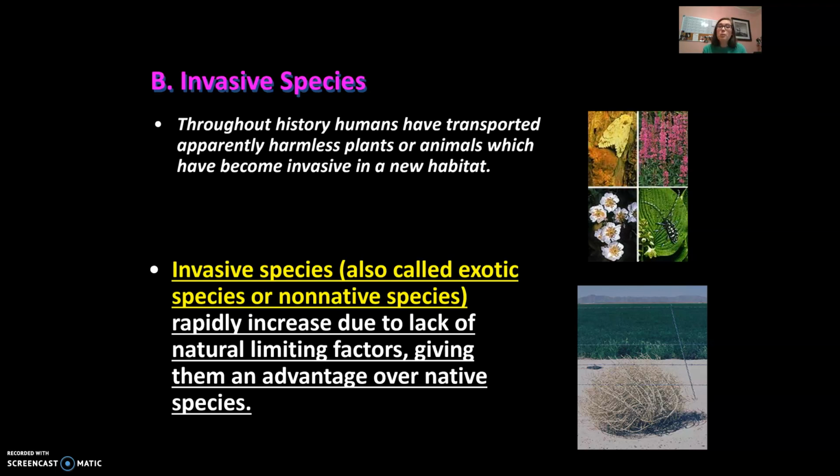So since it doesn't have any predators, it has the capability of growing and reproducing and growing and reproducing and multiplying. And eventually you can have a lot of these organisms in your area that didn't used to be there. And whenever those numbers multiply and get bigger, that new species is taking resources from the species that are supposed to be there, from the native species. So this can be very dangerous. Let's look at a couple of examples.